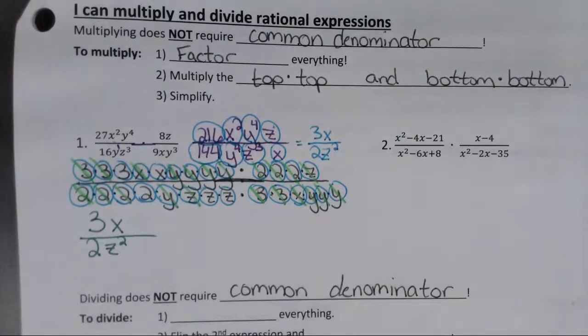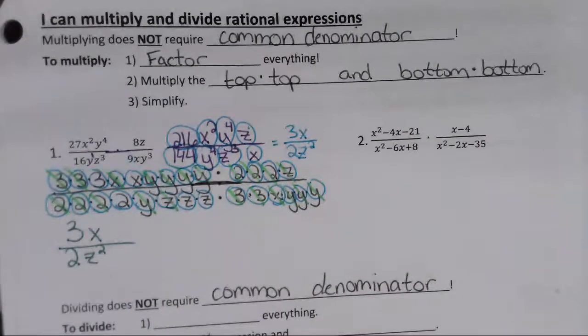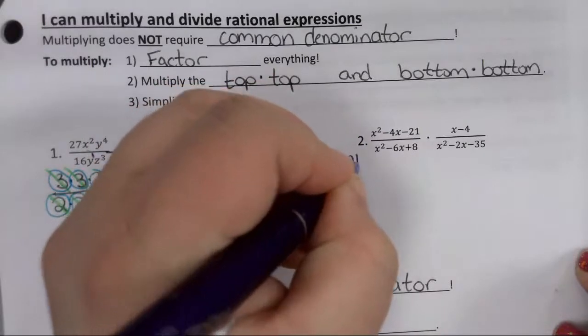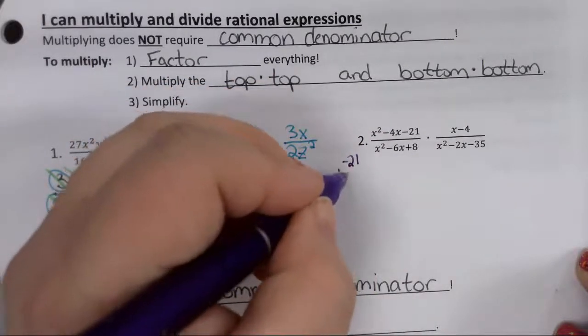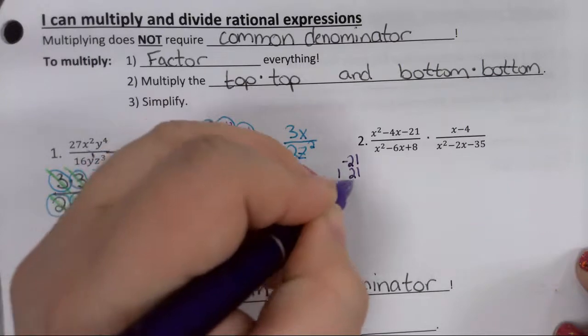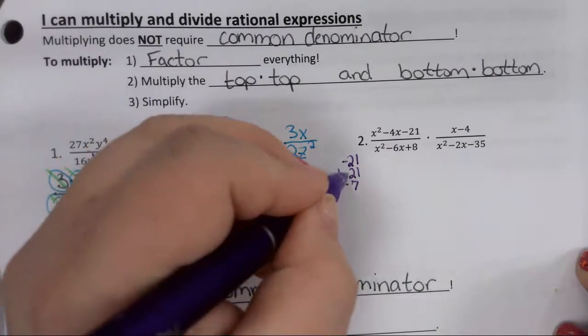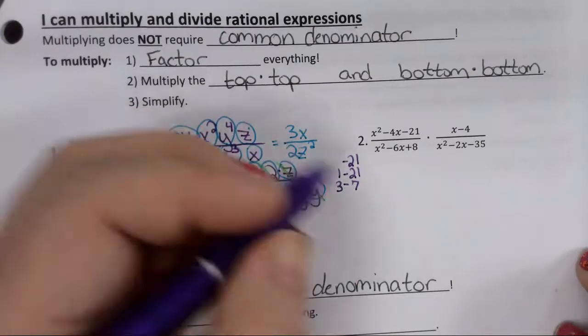Take a look at number 2. In number 2, we have to factor first. So we have a times c, which is negative 21. Factors include 1 and 21, 3 and 7, and we want it to multiply to be a negative and add to be a negative. So there are our signs.